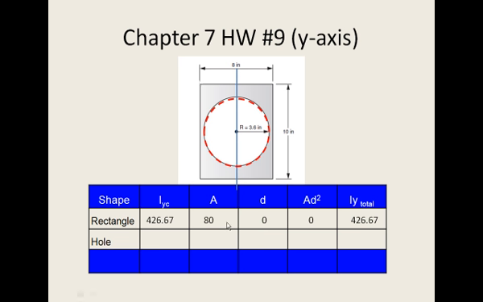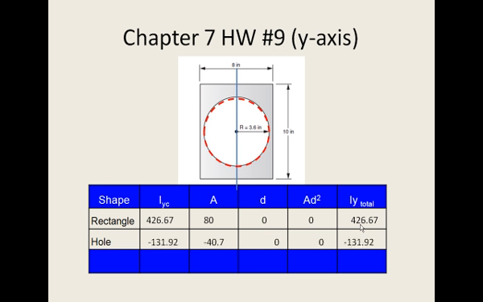The area, of course, is 80 square inches. The d distance is 0. There is no distance between the centroid of that 8 by 10 rectangle and the centroidal y-axis of the whole shape. So, using the parallel axis theorem, which says I centroid plus Ad squared equals I y total, we get 426.67.